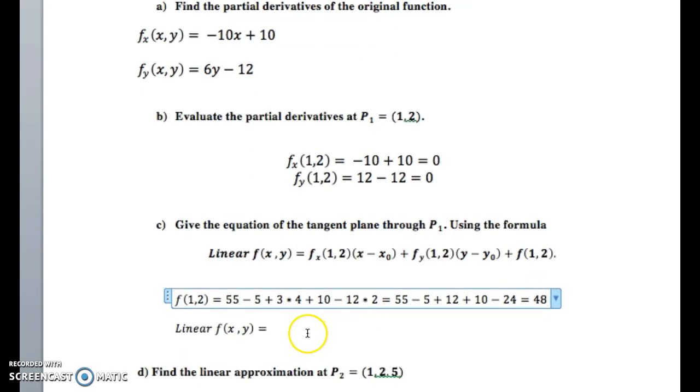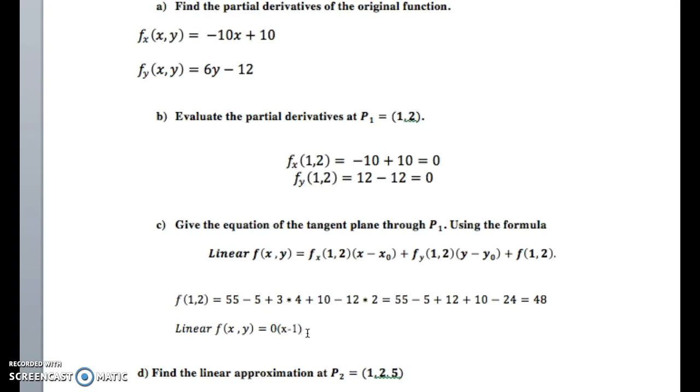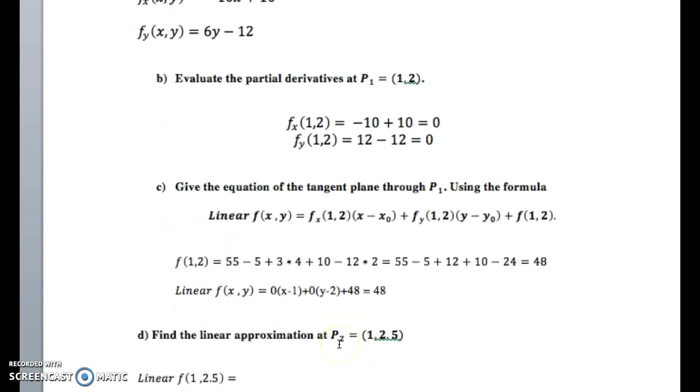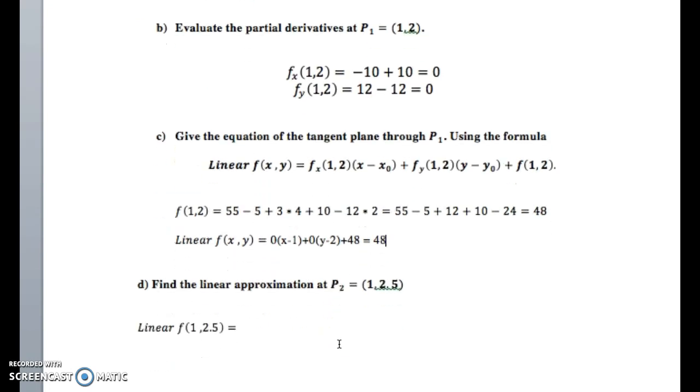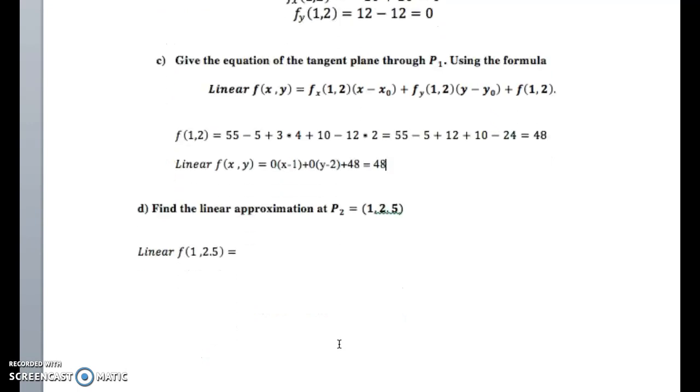And so that means then that the linear function is going to be the derivative in the x direction, which is 0, times x minus 1, plus 0 times y minus 2, plus 48, which in this case actually just reduces everything down to just 48. Normally you would not have zeros as the coefficients for the x and the y terms, and you'd actually get something with multiples of x and multiples of y plus some number.